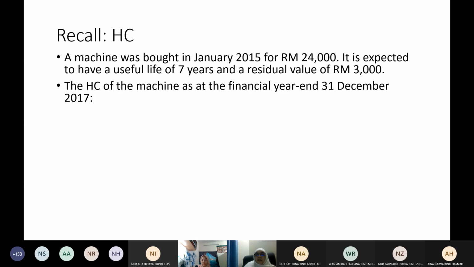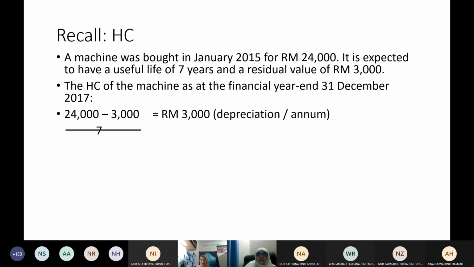Now, a machine was bought in January 2015 for 24,000. It is expected to have a useful life of 7 years and a residual value of 3,000. Assuming that straight line depreciation is used, it's very easy. What will you do first? If you remember your historical cost, you take the cost of 24,000 minus 3,000, which is the residual value, and divide it by the useful life. You should get 3,000. The rate of depreciation would be 3,000 ringgit per annum. Is that right? Yes, I'm sure you've all got that.